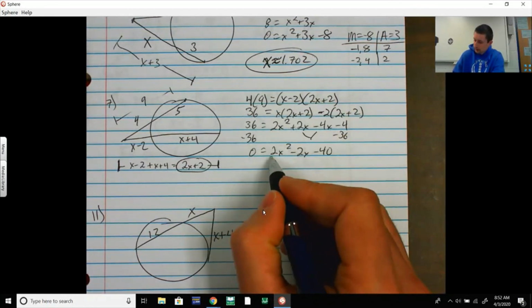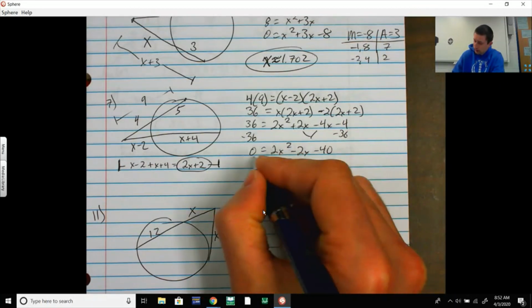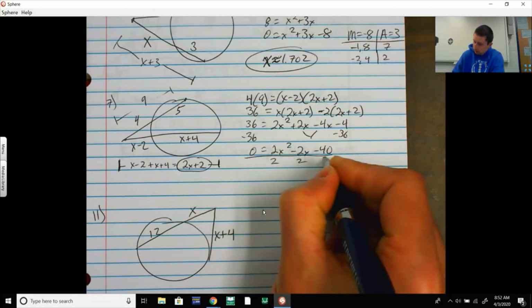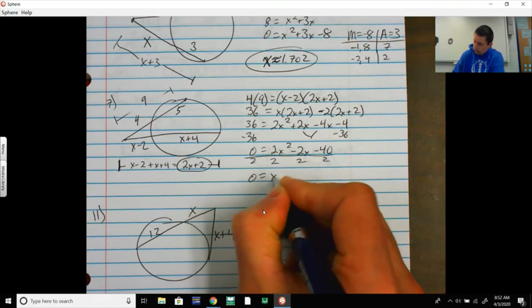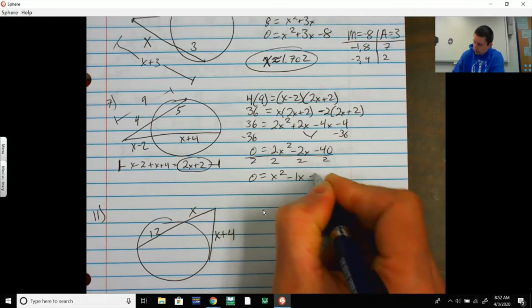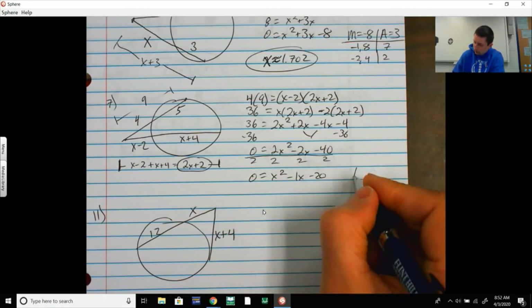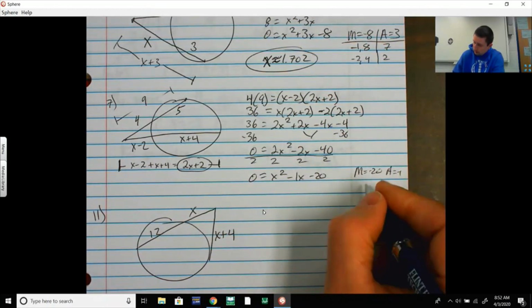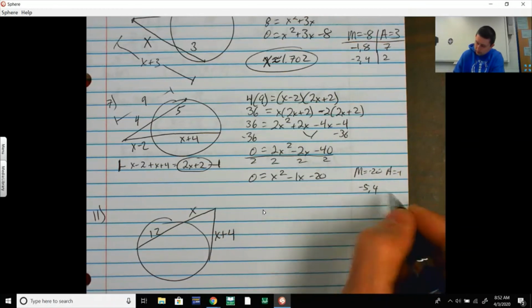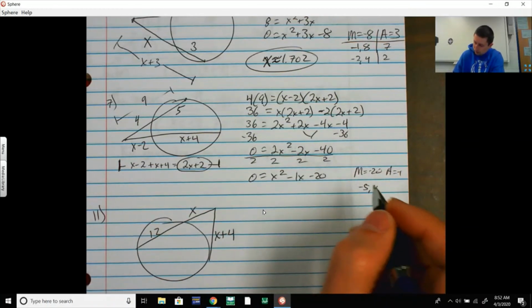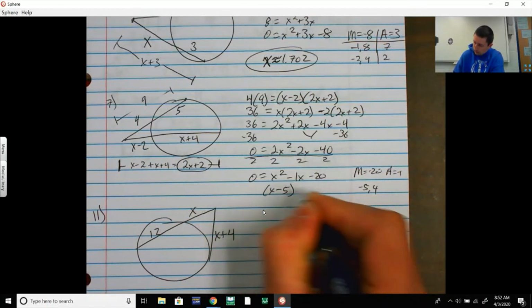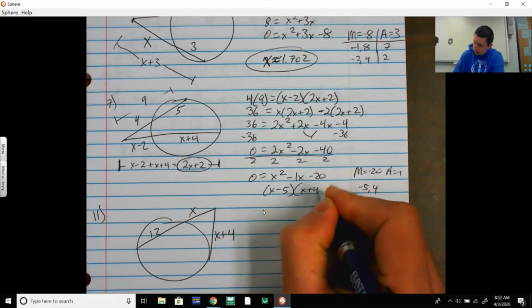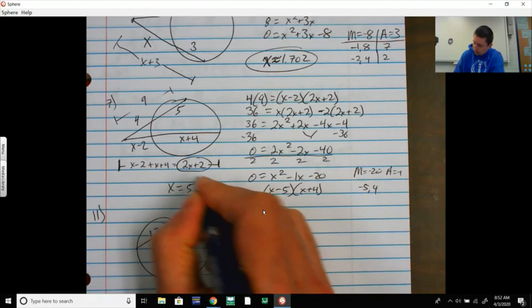But you also notice that each of these are divisible by 2. So you can divide everything by 2. And you get 0 equals x squared minus 1x minus 20. So what multiplies to negative 20 and adds to negative 1? That'd be negative 5 and 4. So 5 and negative 4 are your answers. So 5 would be the one you want. This factors into x minus 5 times x plus 4. You want your positive answer, so x would equal 5.